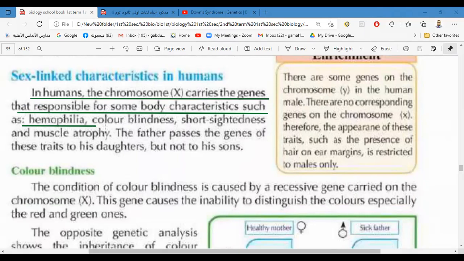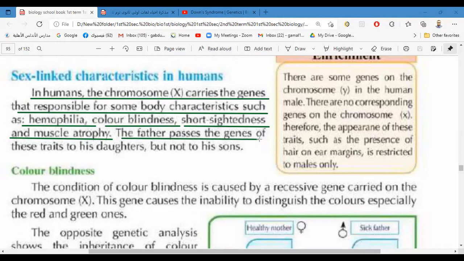Hemophilia is a blood disease, blood thinning, سيولة الدم. Color blindness, عمى الألوان. Short sightedness, قصر النظر. And muscle atrophy, a type of muscle wasting, ضمور العضلات. These cases are affected by a gene carried on the X chromosome. So they are considered sex-linked characteristics in the human.